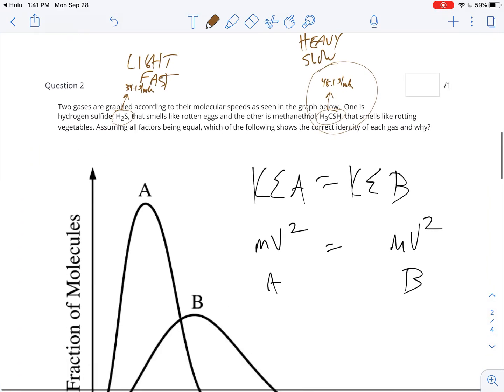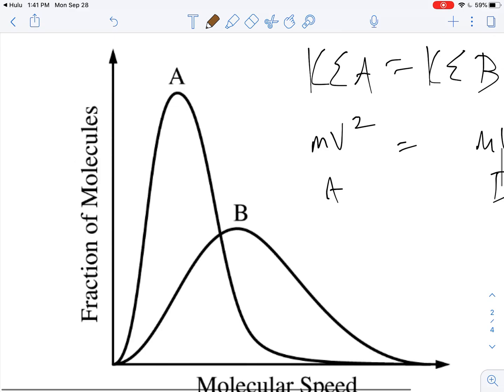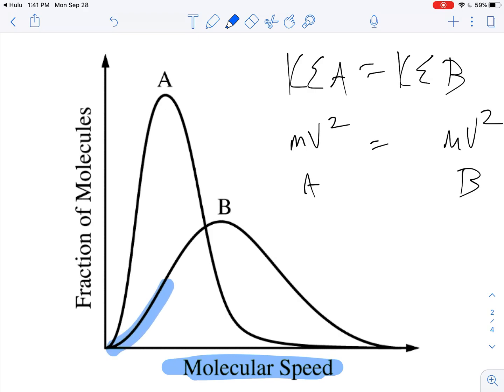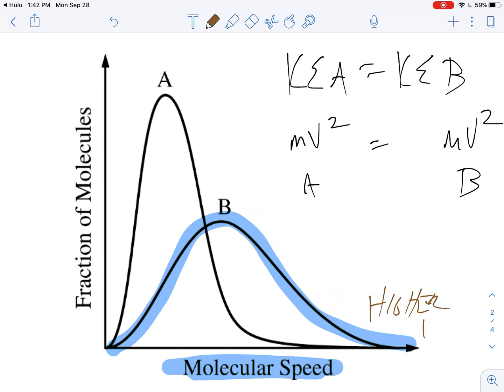So we come down here and we check them out. Which one is faster and which one is slower? Well, it's pretty clear that the speed is down here on the x-axis. So whichever one is lighter is going to have the higher speed. So it looks like B here is going to have the higher speed. So this guy here is the higher velocity.